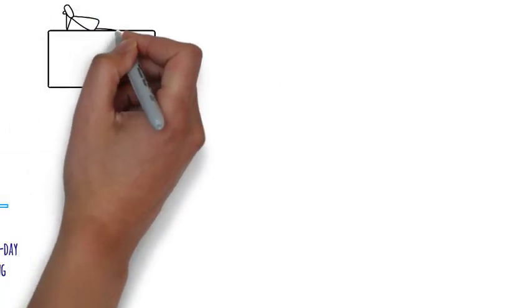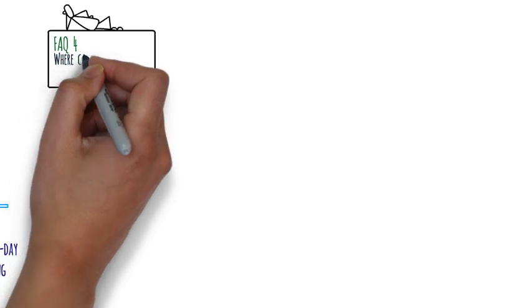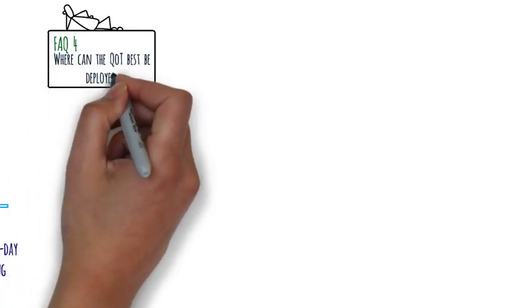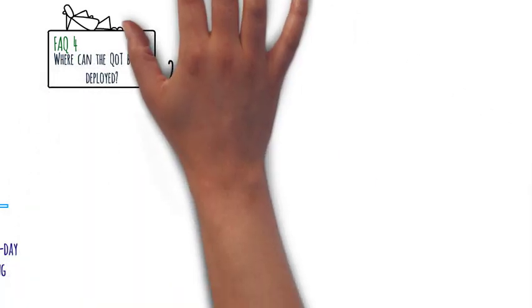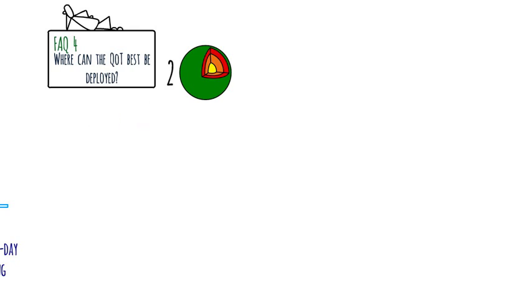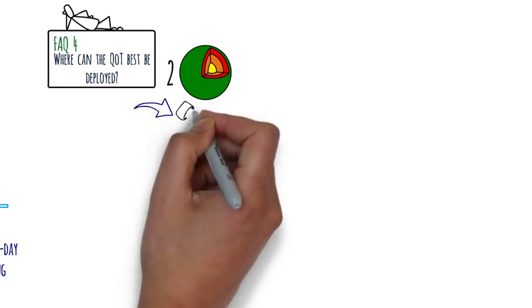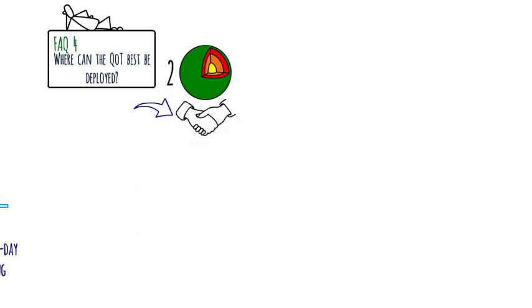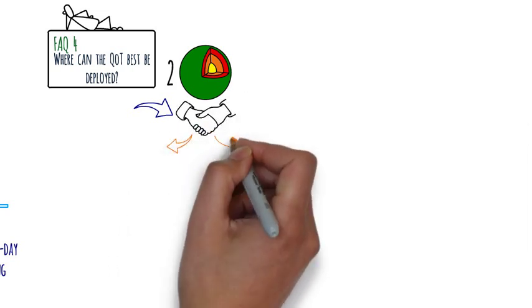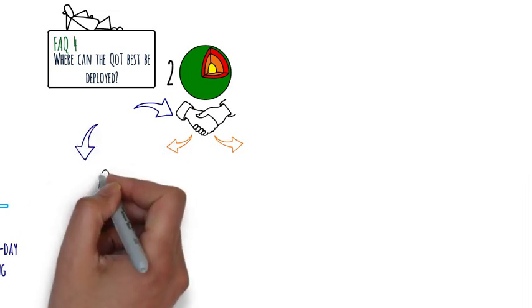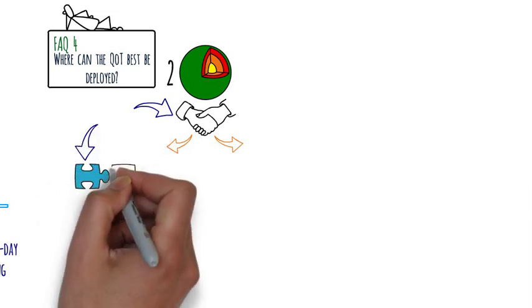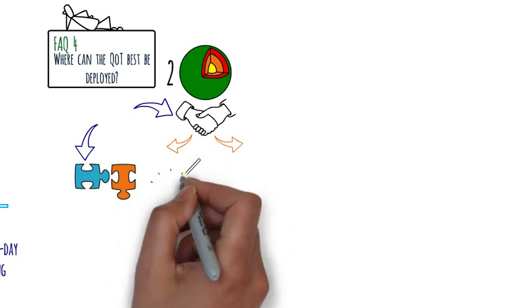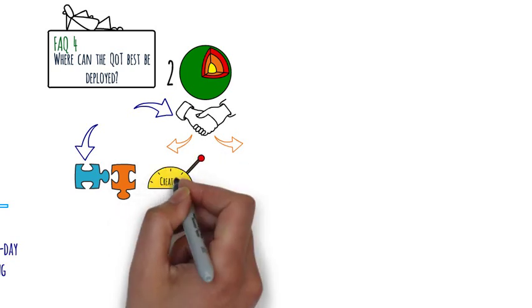FAQ number 4. Where can the QoT best be deployed? The QoT can be used again in 2 core private equity events. The first is for platform company acquisitions pre or immediately post-deal, as mentioned above. The second, and often equally as important, for add-ons or tuck-ins to existing platforms where any of the following 5 value creation levers may be part of anticipated synergies.